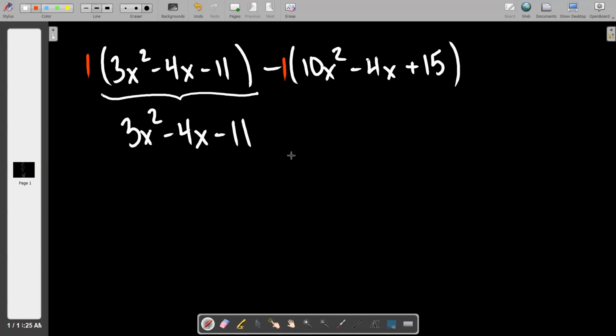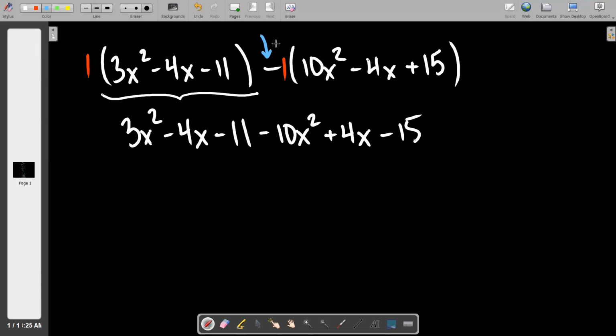So what happens to positive 10x squared? It's minus 10x squared. What happens to minus 4x? And what happens to plus 15? That's the power of that minus sign. I'm going to put a blue arrow pointing to it. That minus is a killer.